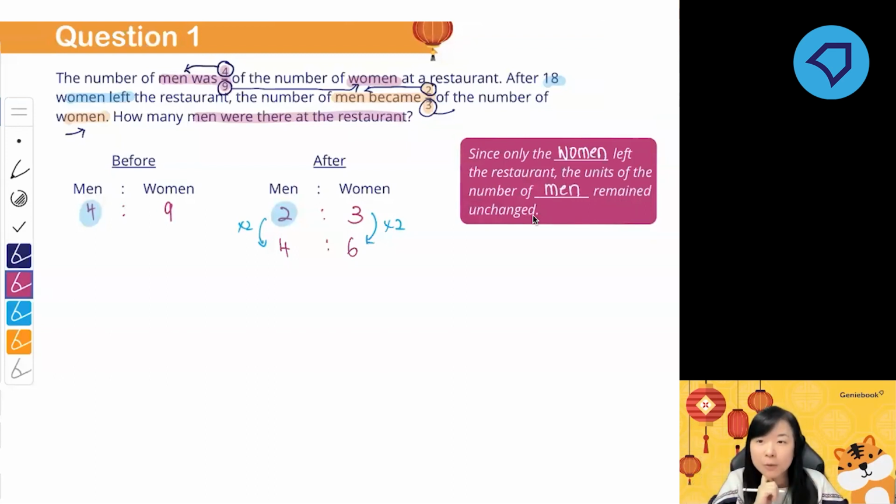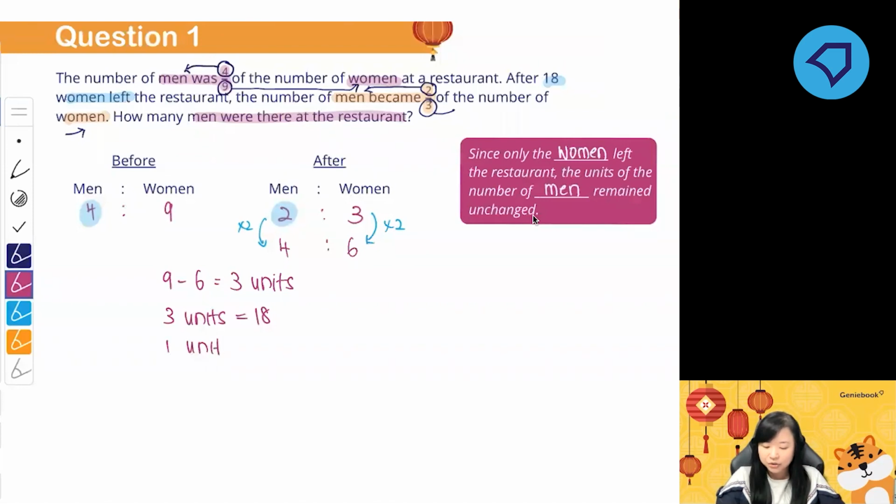So can you tell me how many units of women left? 9 minus 6. And that's how I get 3 units of women who left. And that's how I know 3 units are those who left, and there's 18 women who left. So 3 units equals 18. Next step, find 1 unit, which will give us 18 divided by 3, 6.